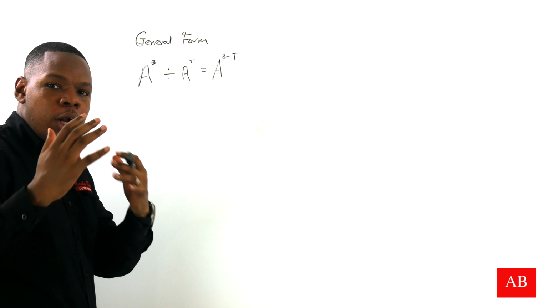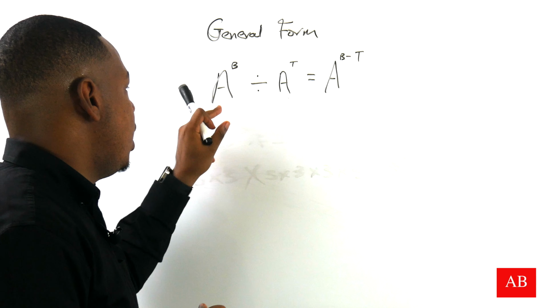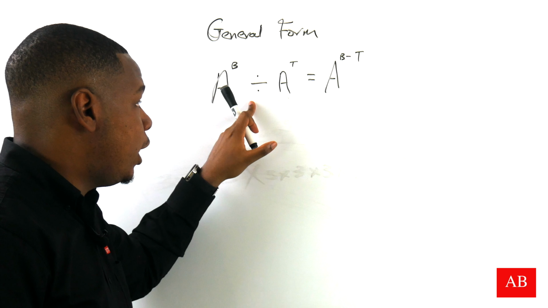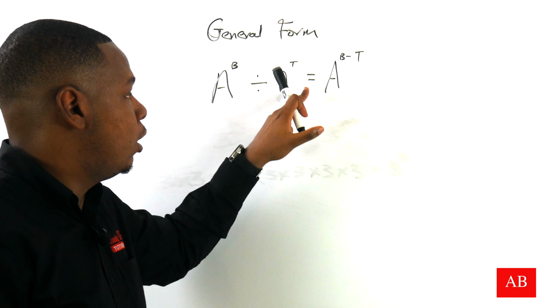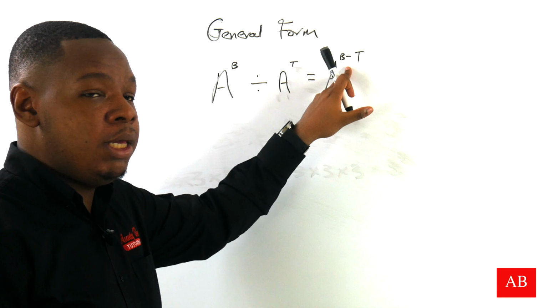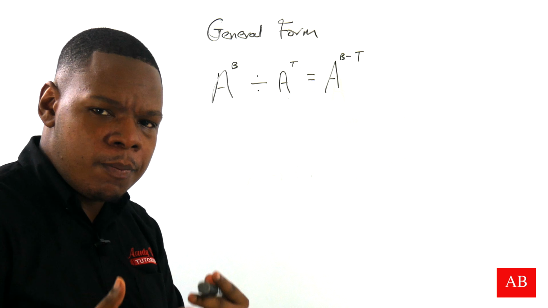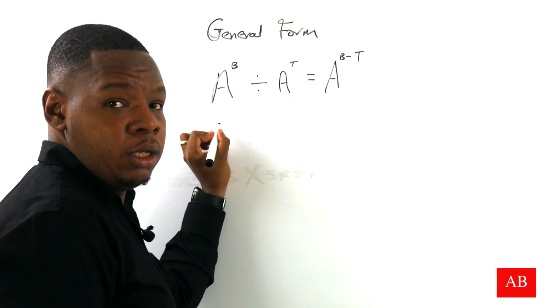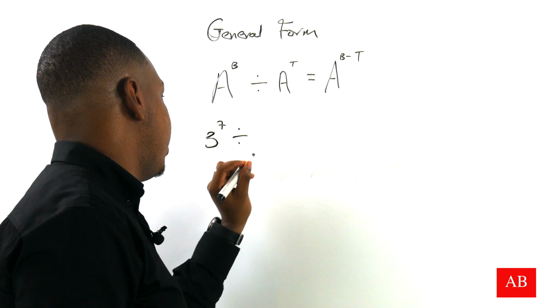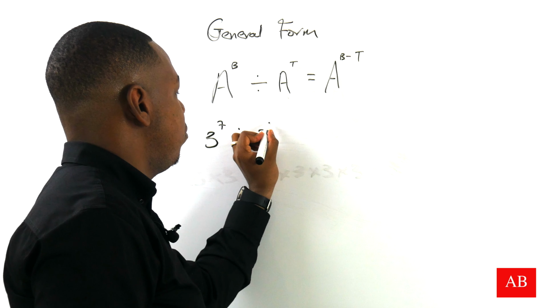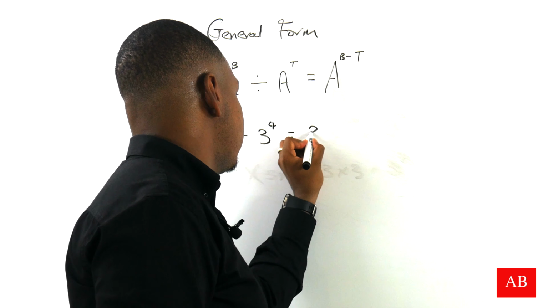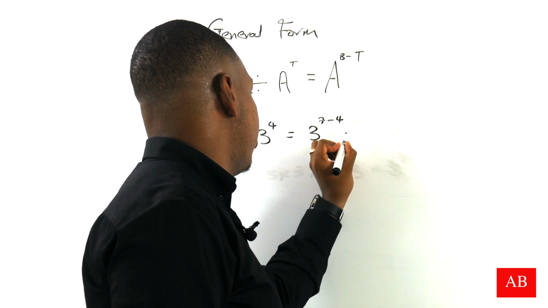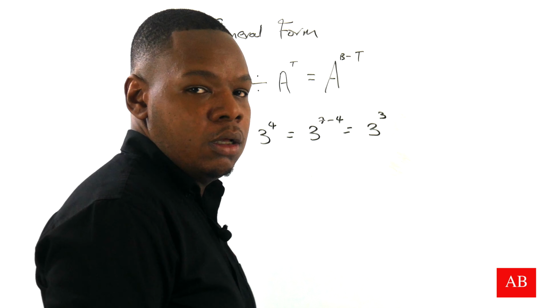Law number 2, when dividing indices with the same base, we subtract the powers. Now, what is our general form? Our general form is a raised to the b divided by a raised to the t being equal to a to the b minus t. Let's put a practical example on the board. Let's say 3 to the 7 divided by 3 to the 4th. This would be equal to 3 to the 7 minus 4 being equal to 3 cubed.